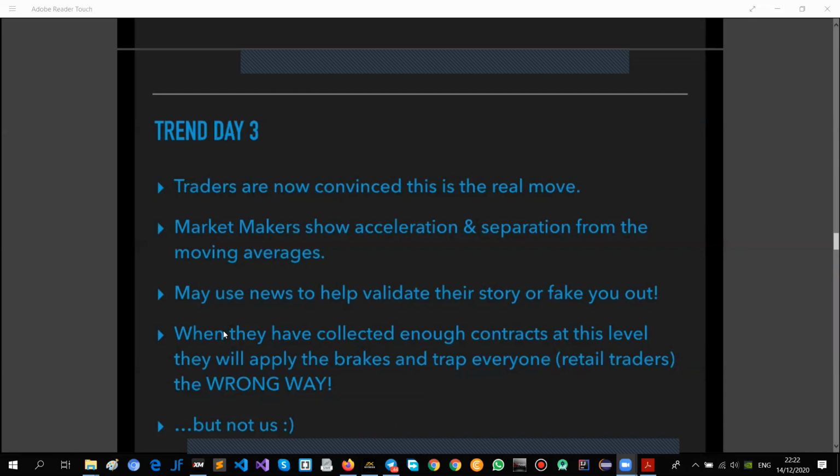And all this is just being done for them to collect enough contracts. After they collect enough contracts, they easily apply the brakes and trap traders and retail traders the wrong way. But not us. We are different, guys.